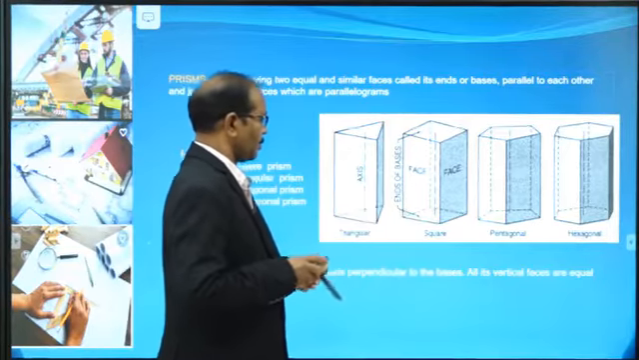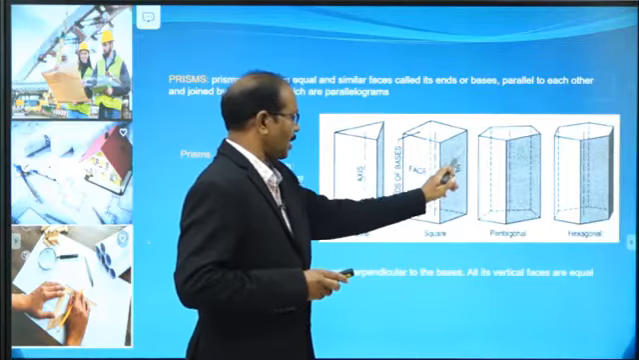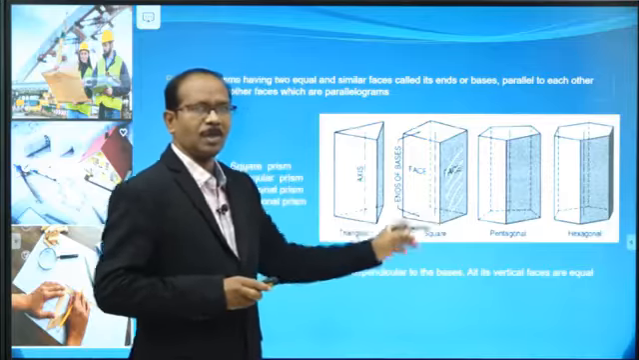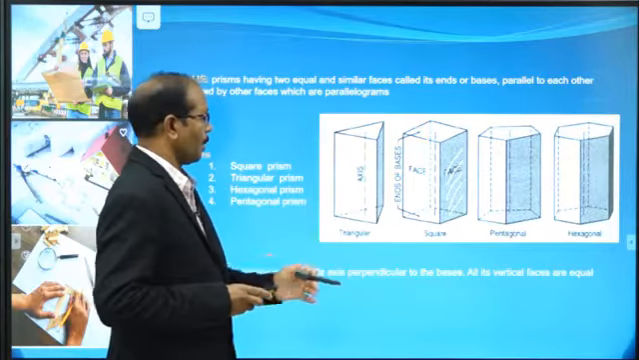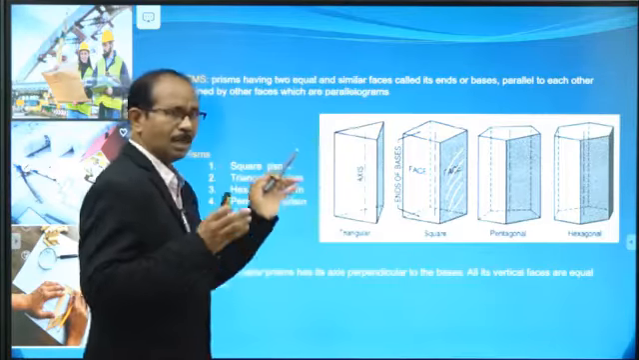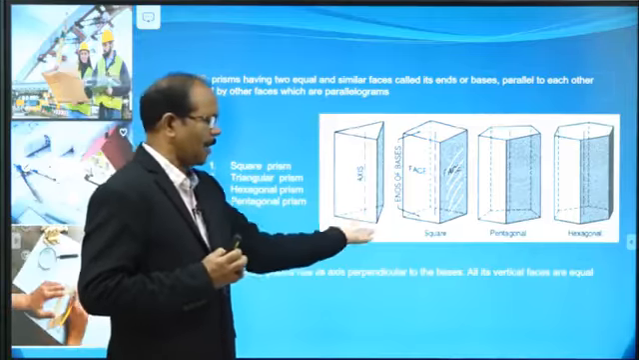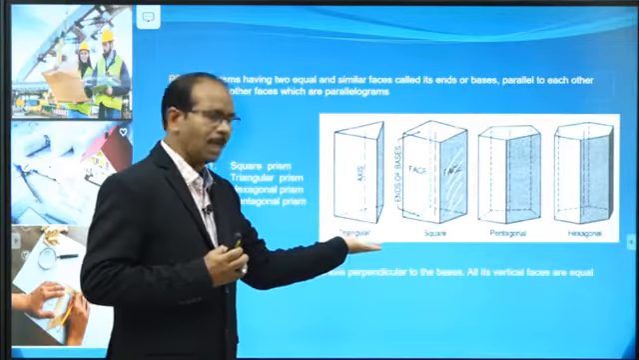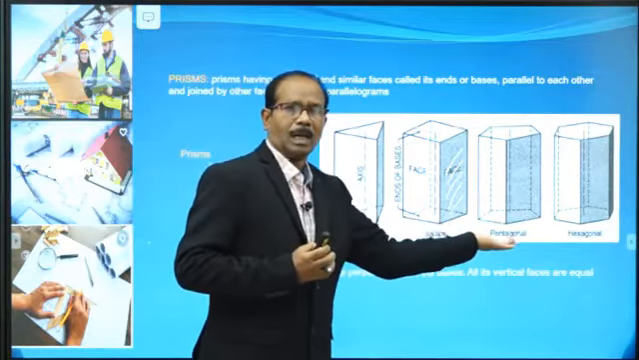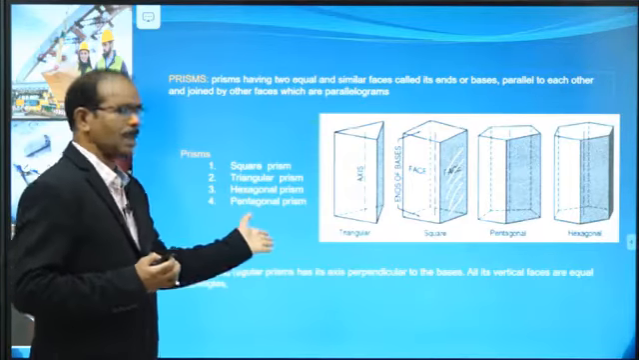Then observe this one, the vertical face. So this is a vertical face. What is the shape of this vertical face? Just observe, rectangular in shape. Similarly, pentagonal and hexagonal. So these are all types of prisms depending upon the shape of the base. If the base is a triangle, triangular prism; square, square prism; pentagon, pentagonal prism; hexagon, hexagonal prism. So these are all the prisms.